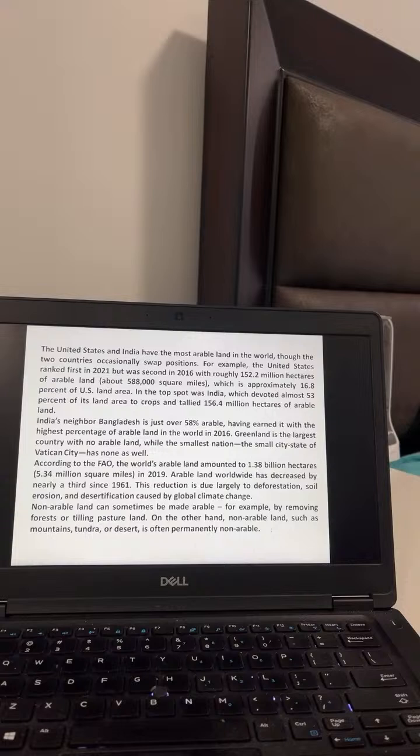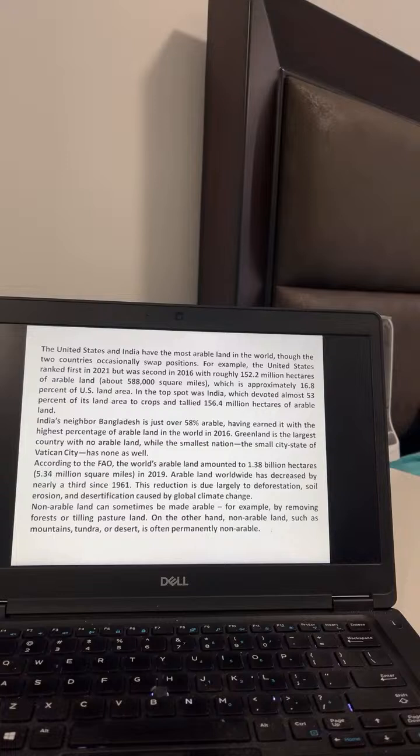According to the FAO, the world's arable land amounted to 1.38 billion hectares, 5.34 million square miles. In 2019, arable land worldwide had decreased by nearly a third since 1961. The reduction is due largely to deforestation, soil erosion, and desertification caused by global climate change.